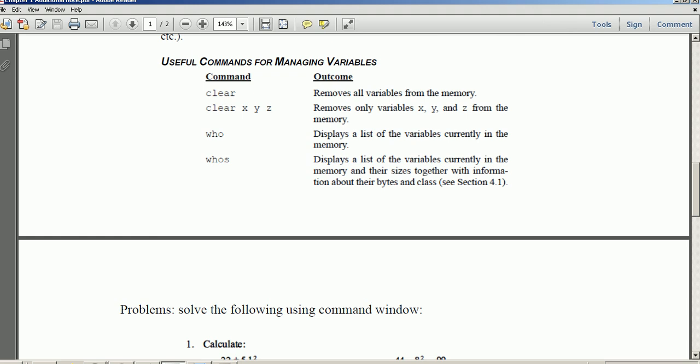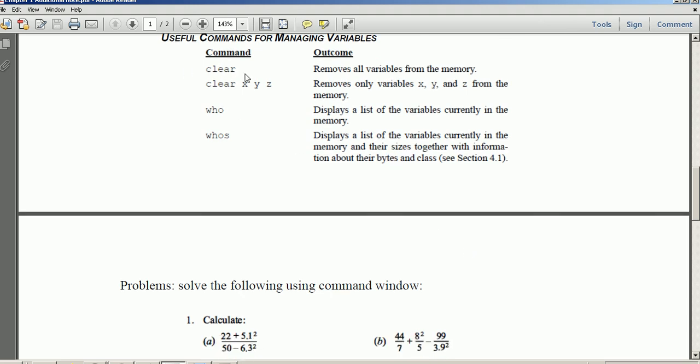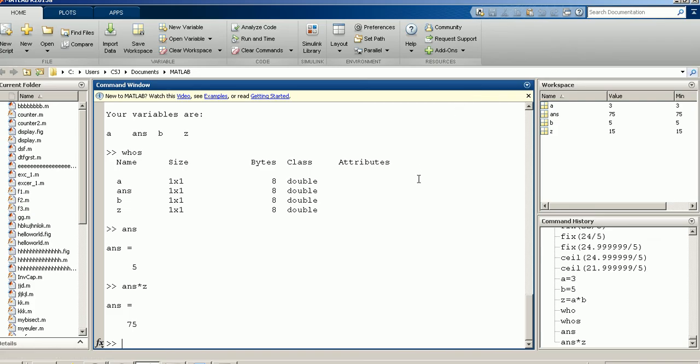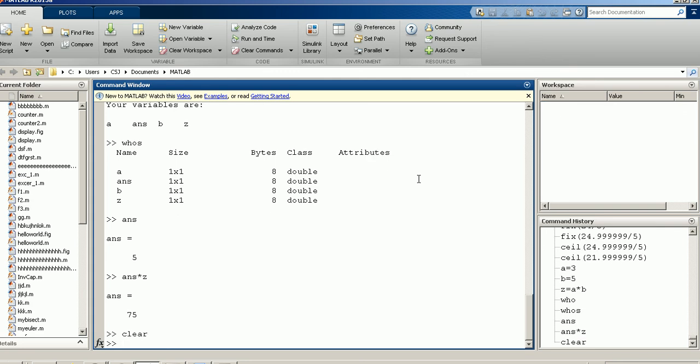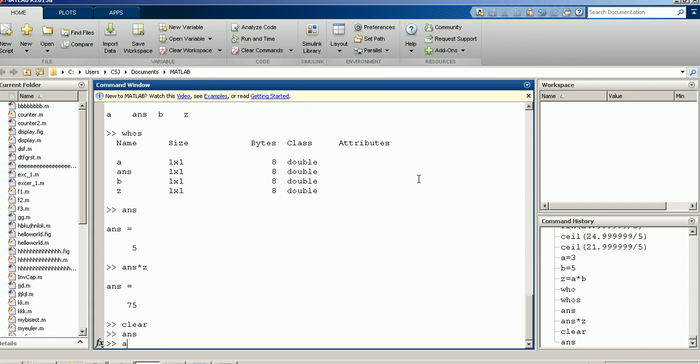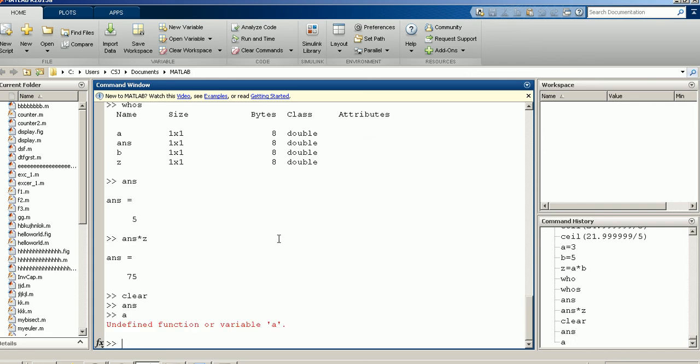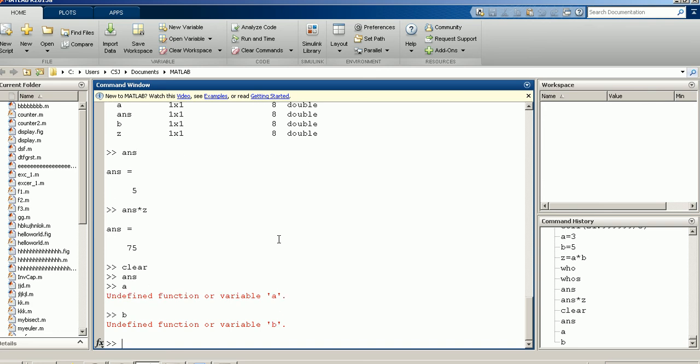So this is very important. Clear. I have an easy shortcut. Clear removes all the variables. For example, I will write clear. Now I don't have any ans. I don't have a value for a. You see, it's undefined. b is removed. This is to clear all my variables, guys.